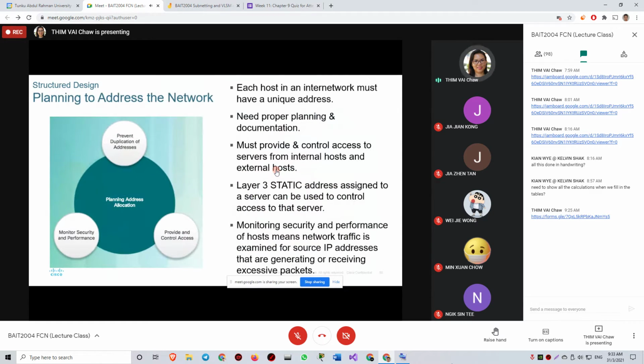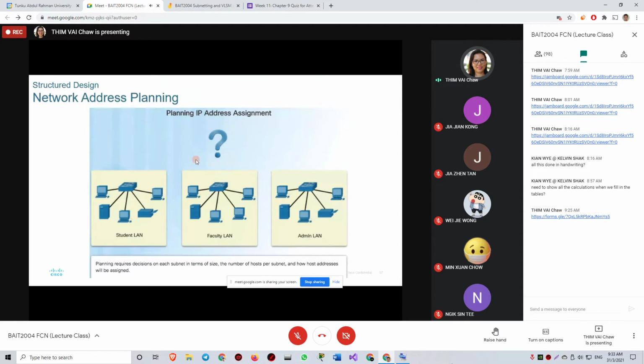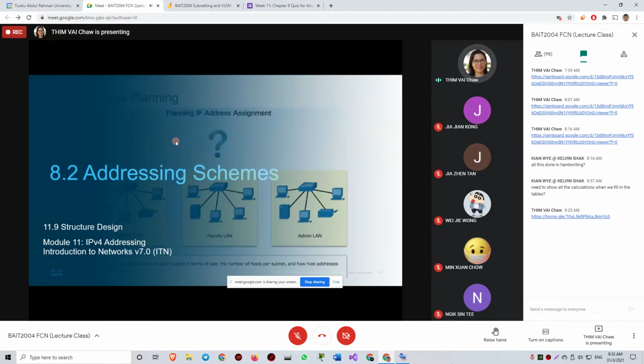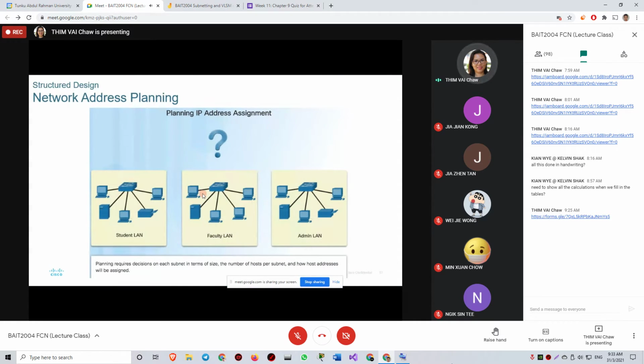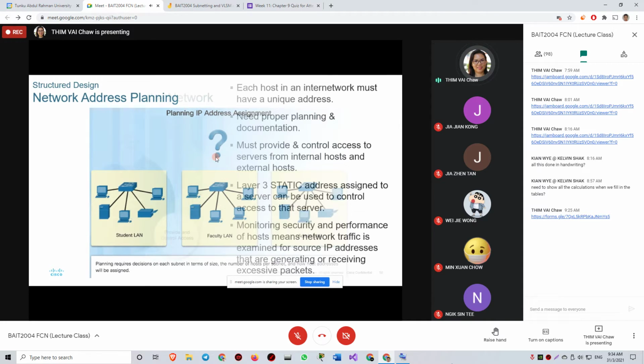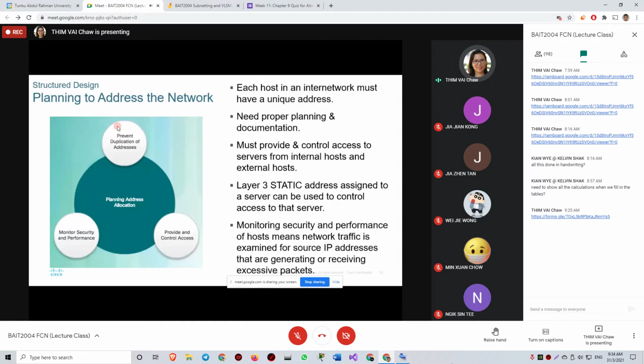This is more on planning your addresses. You must have proper planning and documents. Let's say like this one, network address planning. From this question here, under the addressing scheme, you have a student local area network, a faculty local area network, and an admin local area network. So how are you going to assign your IP addresses, according to what? Then we need to plan our addresses.